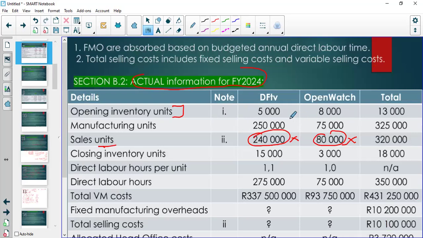Then, right, that's our manufacturing opening inventory. Then we're looking at actual. You remember that? That's what we want to do.